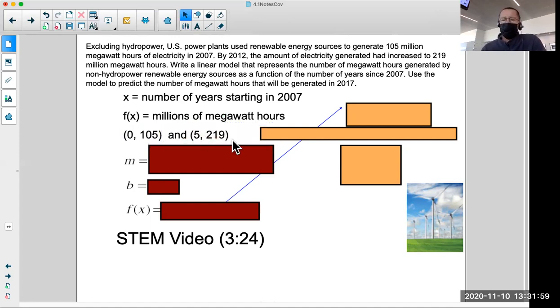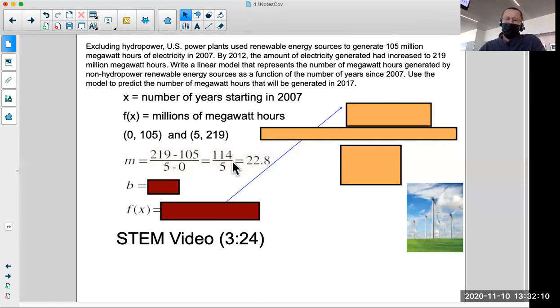Well, don't we have 2 coordinates now, or two points with ordered pairs? Can't we just subtract the y coordinates and then put that over the difference of the x coordinates? You betcha. And if you do that, we get 22.8, okay? So what's b in this case? Boom, right? So what would be our function? F of x equals mx plus b. Well, m we know is 22.8 and b is 105.